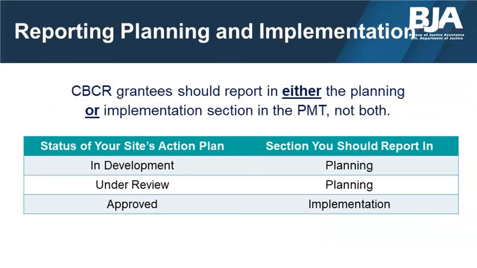CBCR grantees should report either the planning or implementation section in the PMT, not both. This table helps you determine which section of the performance measures is most appropriate for your program. Unless your site action plan has been approved by BJA, you should be reporting in the planning section. Once your plan is approved, you should stop reporting in the planning section and begin reporting in the implementation section.